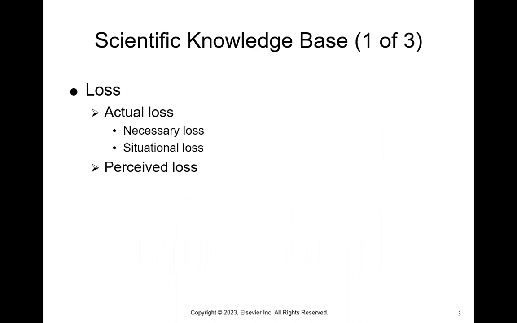So there's an actual loss and a perceived loss. And so when we talk about actual loss, we have a necessary kind of loss. And so this is unavoidable circumstances. So this is death, possibly divorce, any kind of life-altering kind of incident. And so this necessary loss can be accompanied with a lot of emotions, particularly sadness or despair.